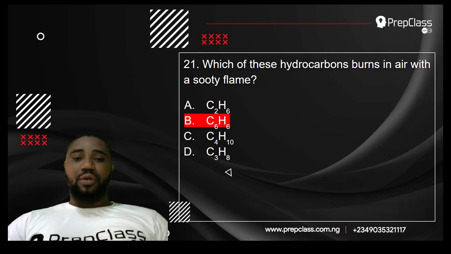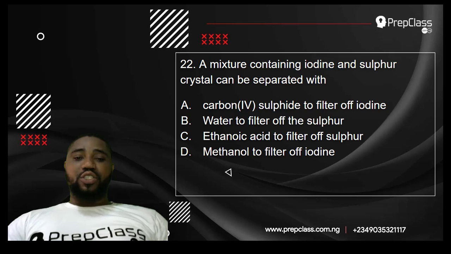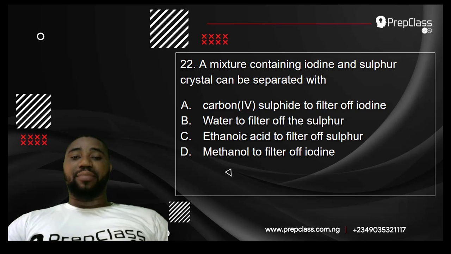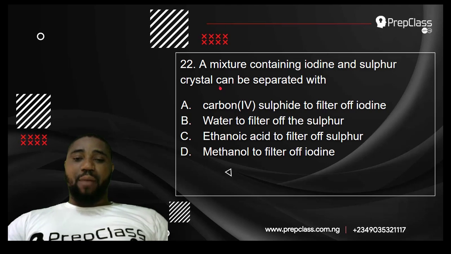Number 22. A mixture containing iodine and sulfur crystals can be separated with. Is it carbon 4 sulfide to filter off the iodine? Is it water to filter off the sulfur? Is it ethanoic acid to filter off the sulfur? Is it methanol to filter off the iodine? Now, iodine and sulfur are two powdered solids mixed together. How can you separate them?